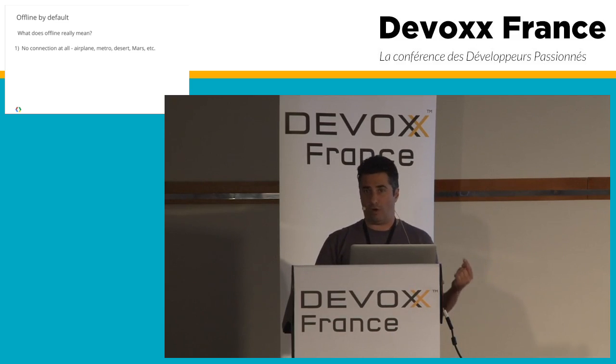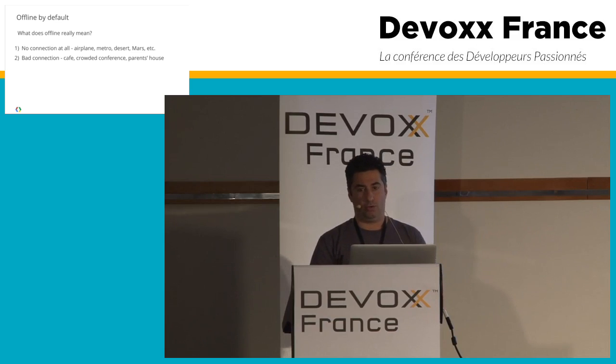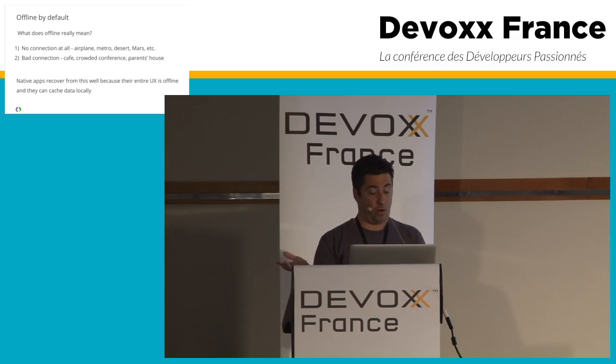There's the other kind of offline though, and that's just crappy offline, right? Or crappy online. For example, like you're in a cafe and you haven't bought anything in a while, and now the Wi-Fi is mysteriously not working. You're in a crowded conference, for example. You're in your parents' house and they have no idea what this Wi-Fi thing is. So that's the more common case of offline.